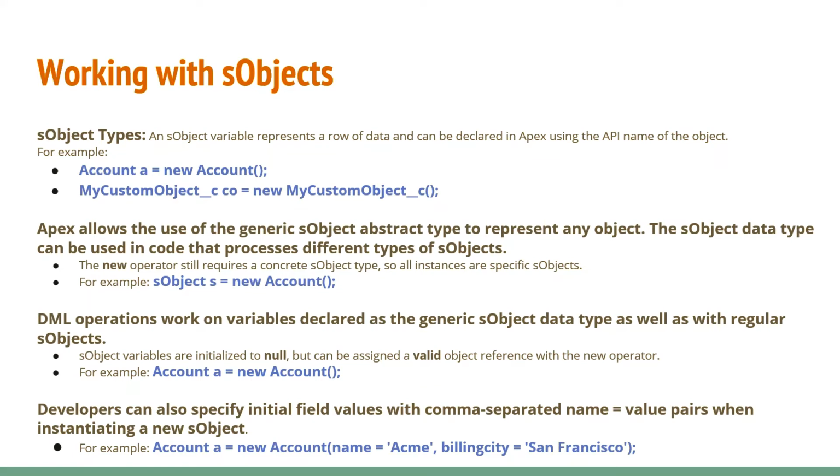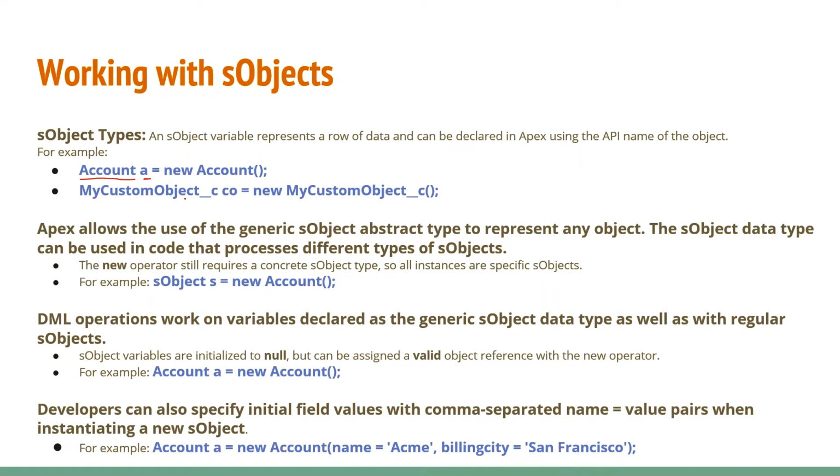Working with sObjects, which can be a custom or standard object, like an Account or a Student. An sObject type and an sObject variable represent a row of data and can be declared in Apex using the API name of the object. For example, for a standard object like Account, Account a, this is how we declare a standard object name, because it will not be appended with __c, as it's not a custom object. So this a is an instance of this particular new Account.